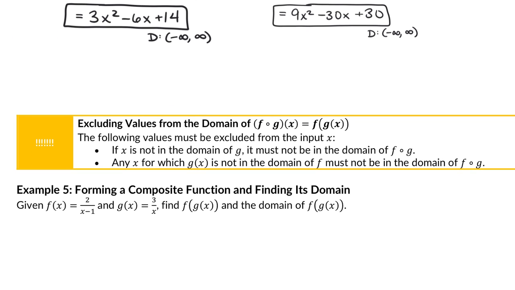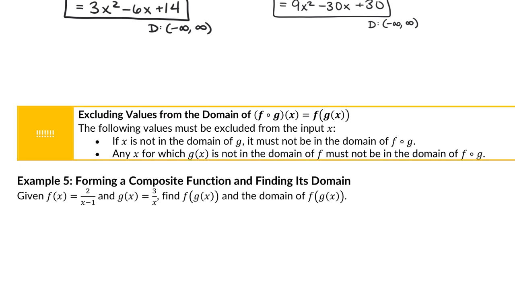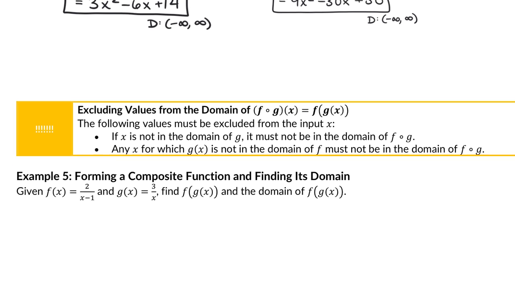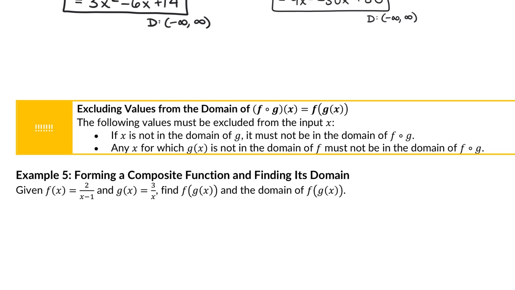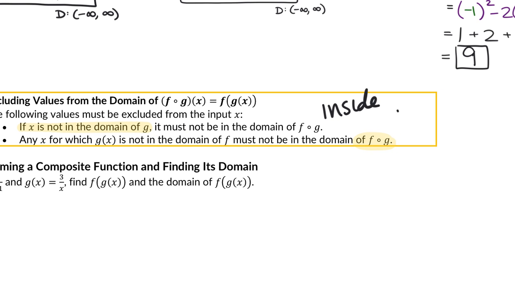So this is going to be an example that you look at when you're confused about the restrictions. This one might be really helpful. Remember that again, if x is not in the domain of g, it cannot be in the domain of the composition. And it has to be in the domain of the composed function. So we're again looking at the inside and final.